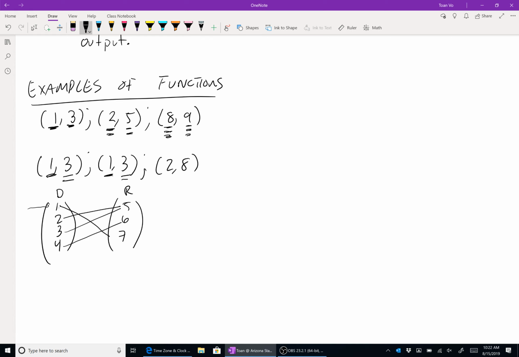How many outputs does this 1 have? 1. How many outputs does this 2 have? 1. How many outputs does this 3 have? 1. And 4? 1.